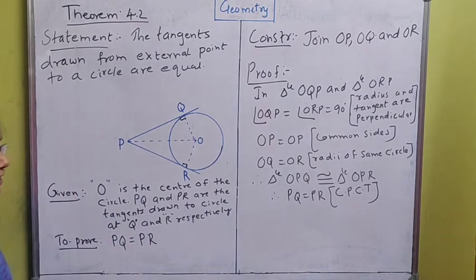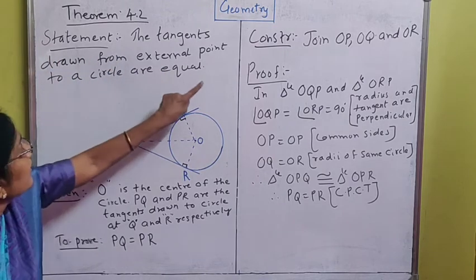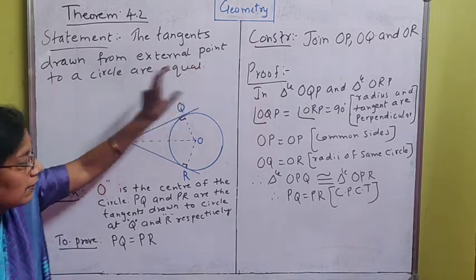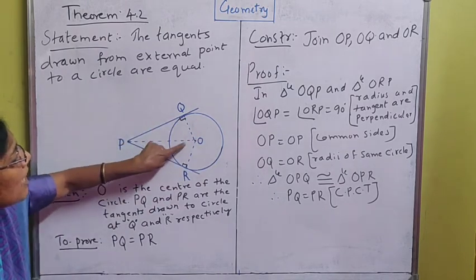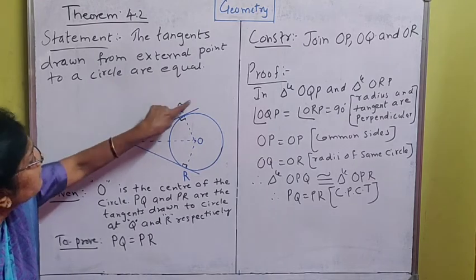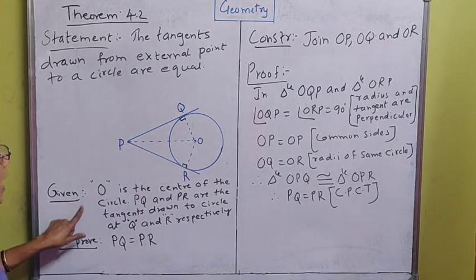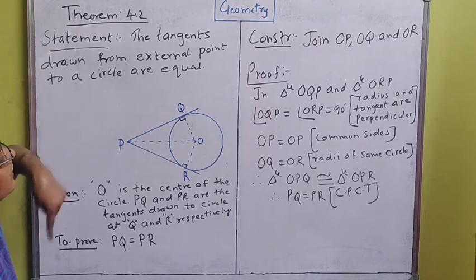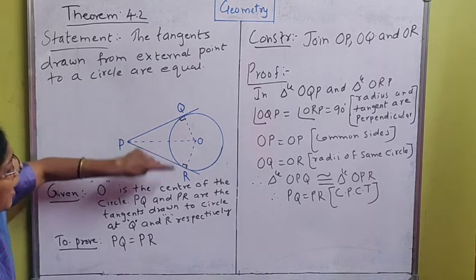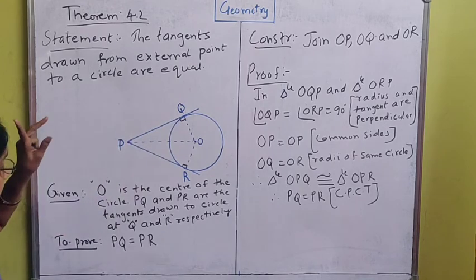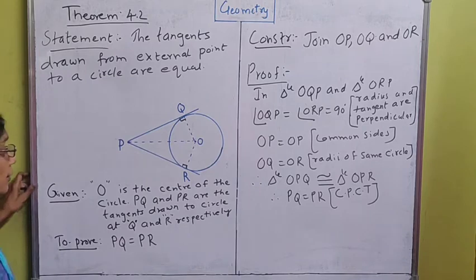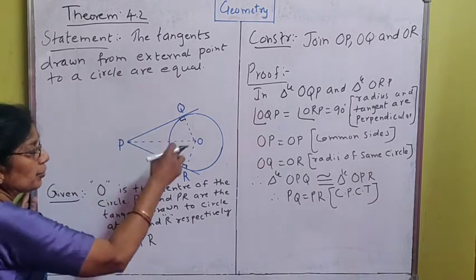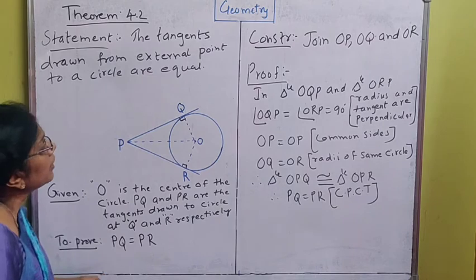So once again, I will show you the proof. Now we came to know that the tangents drawn from an external point to a circle are equal. The circle is drawn with O as the center. PQ and PR are the tangents, touching the circle at Q and R. What you have to prove: PQ is equal to PR. Construction: we have to join OQ, OR and OP.